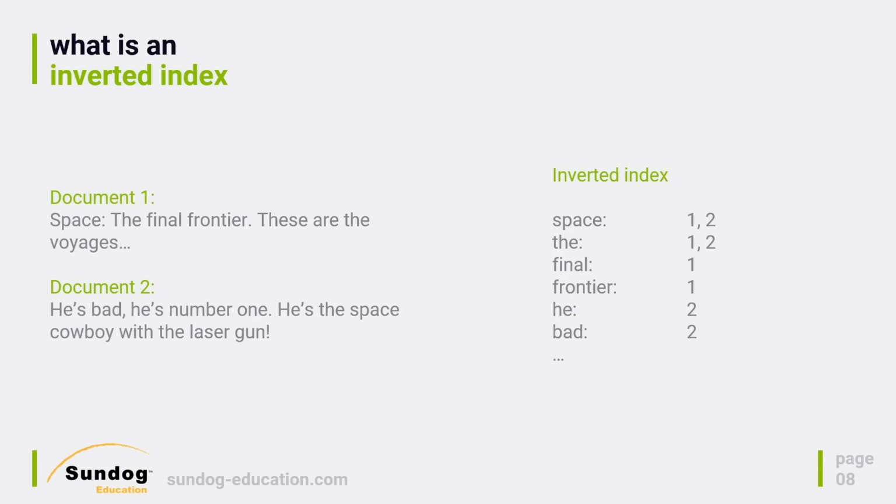Well, an index is actually what's called an inverted index, and this is basically the mechanism by which pretty much all search engines work. So the idea is that if I have a couple of documents, let's assume they just contain text data here. Let's say I have one document that contains "Space, the Final Frontier, these are the voyages." And maybe I have another document that says, "He's bad, he's number one, he's a space cowboy with a laser gun." And if you understand what both of those are references to, then you and I have a lot in common. Now, an inverted index wouldn't store those strings directly.